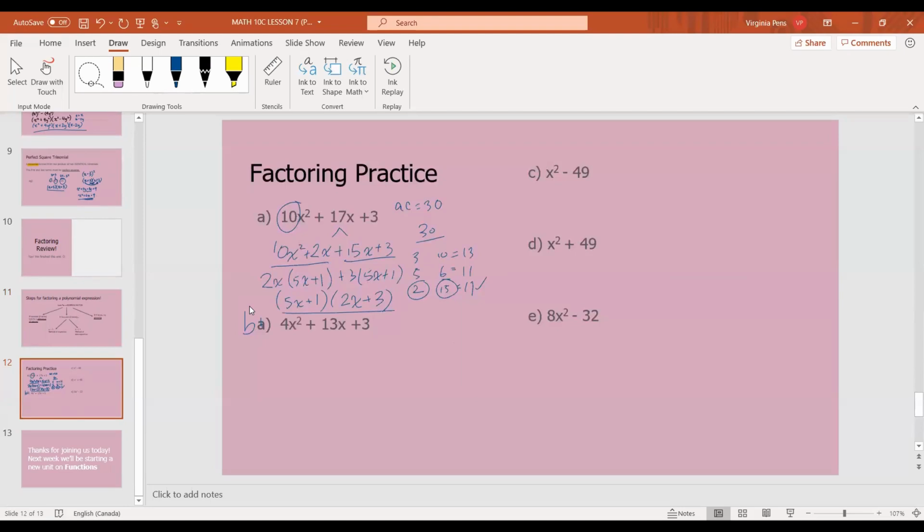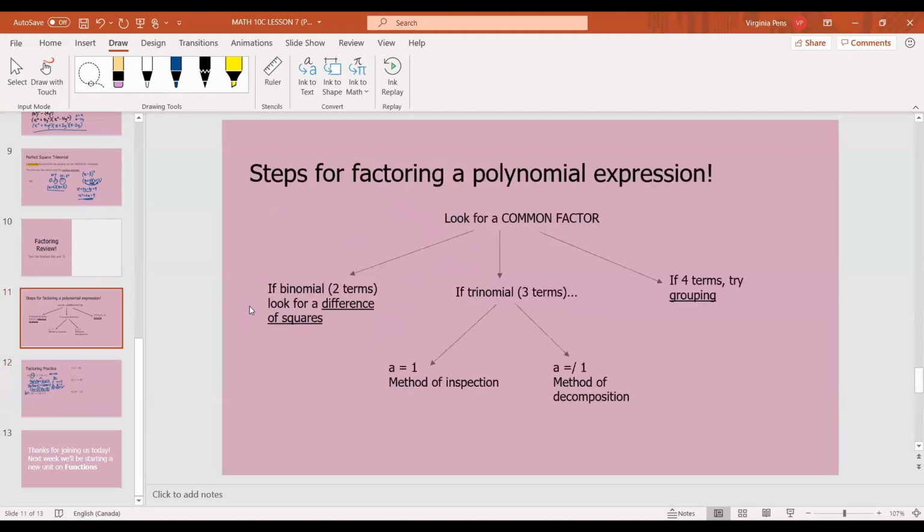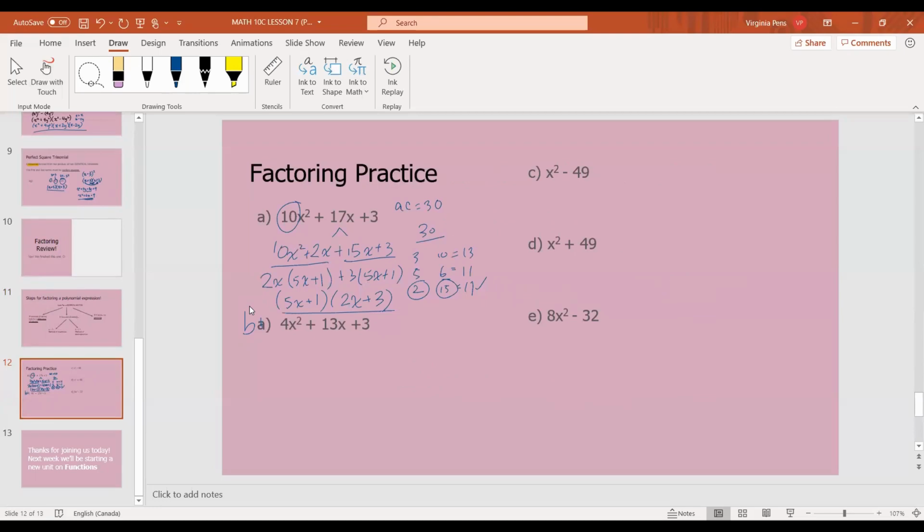Trinomial. What is the a value? It is 4, which means that it's not equal to 1. And so we use the method of decomposition. Once again, we'll do the same thing that we did above.